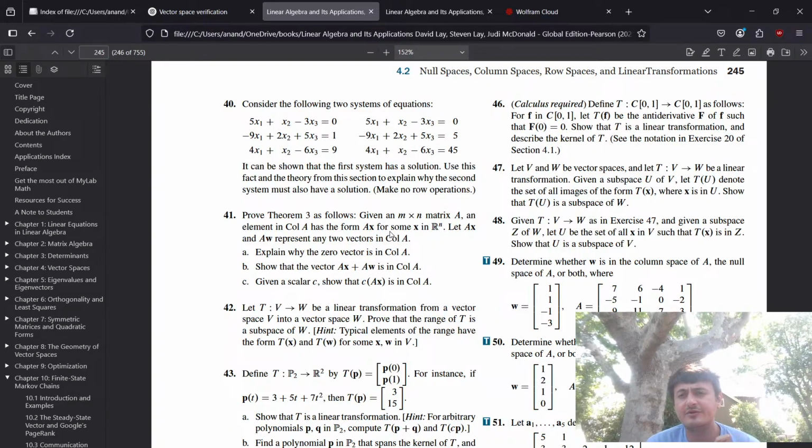Define T from the set of continuous functions on 0 to 1 to the set of continuous functions on 0 to 1 as follows. For f in C[0,1], let T of f be the antiderivative F such that F(0) is equal to 0.